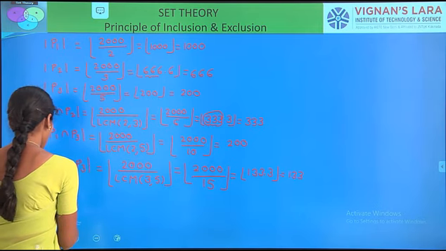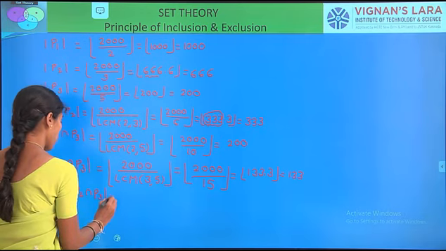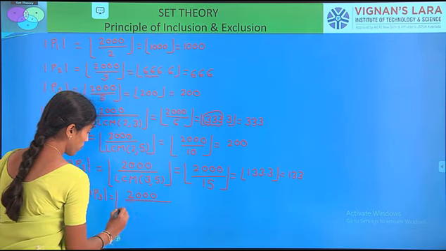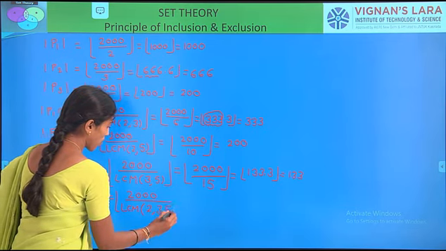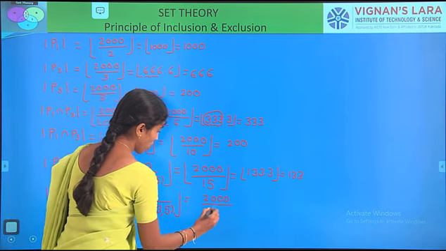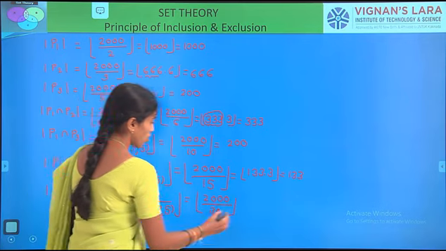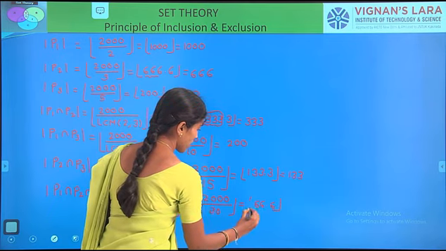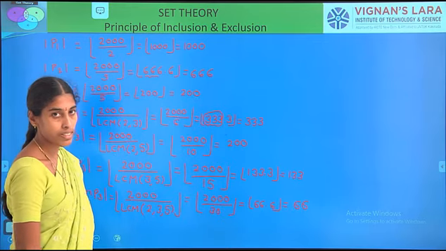Next value is P1 intersection P2 intersection P3. It is the floor function of 2000 by the LCM of 2, 3, 5. The LCM is 30. So this is 66.6. Its integer part is 66.